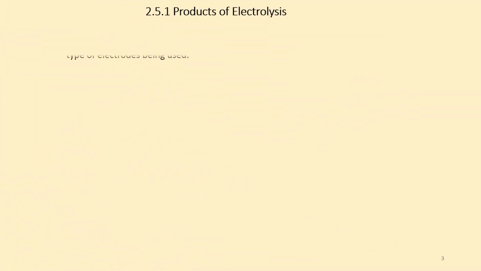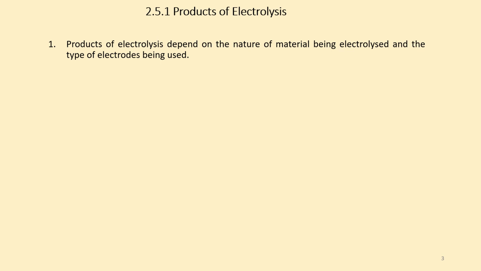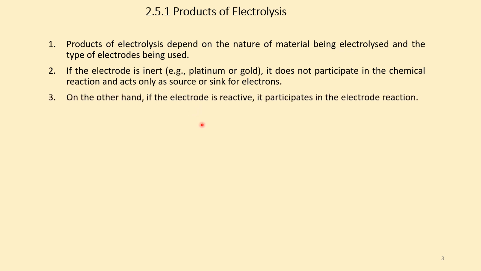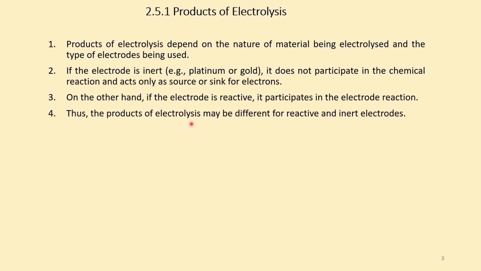Products of electrolysis. Products of electrolysis is dependent upon the nature of the material being electrolyzed and the types of electrodes being used. So the products depend on the nature of the material being electrolyzed and the type of electrodes. If the electrode is inert like platinum or gold, it does not participate in chemical reaction and it acts only as a source or sink for electrons. On the other hand, if the electrode is reactive, it participates in the electrode reaction. Thus, the product of electrolysis may be different for reactive and inert electrodes.